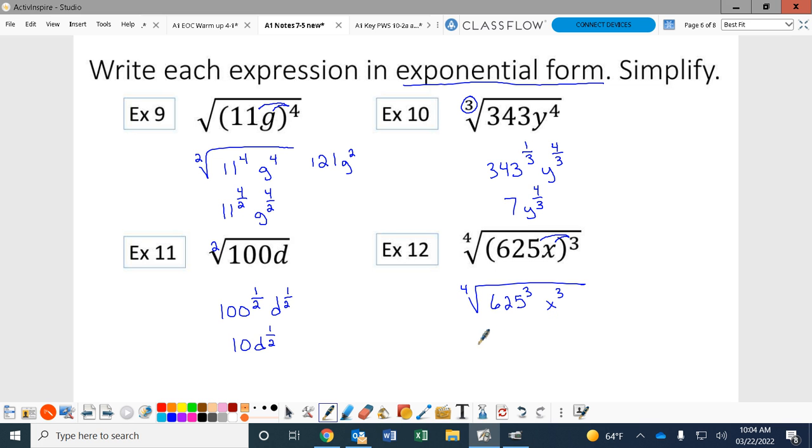Then I'm going to take each one and I'm going to write the exponents as fractions, as rational numbers. The 3 is on the inside, so it goes on top. The 4 is on the outside, so it goes on the bottom. For the x, it's the same thing. The 3 is on the inside, so it goes on top. The 4 is on the outside, so it goes on the bottom.